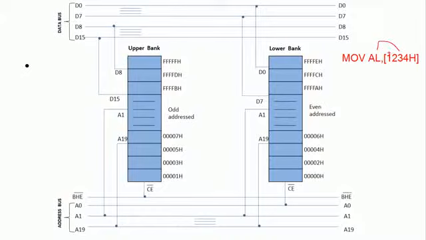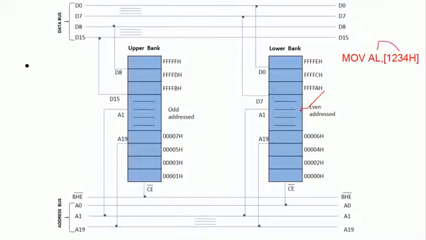Now, this 1234h is an even offset address, which means this address belongs to the even bank. Somewhere here this address exists. When you are writing this instruction, you are clearly mentioning that I would like to read the 8-bit data because the destination size is 8-bit. So the microprocessor reads the 8-bit information from the 1234h memory location into the destination register.